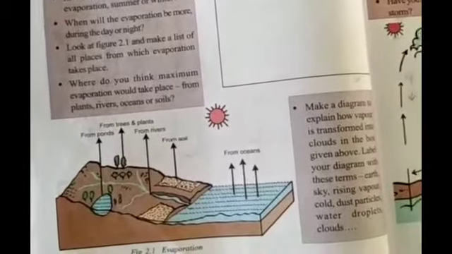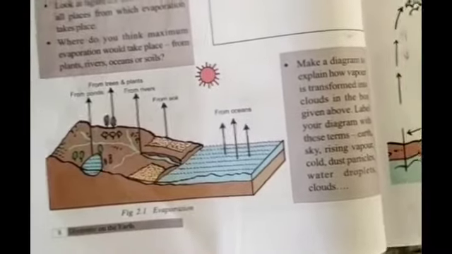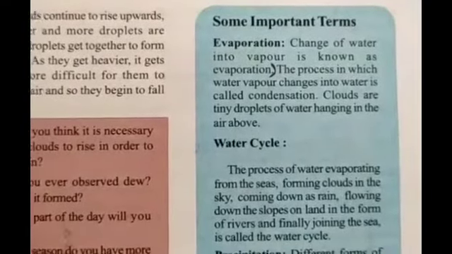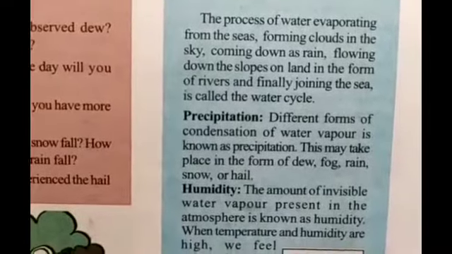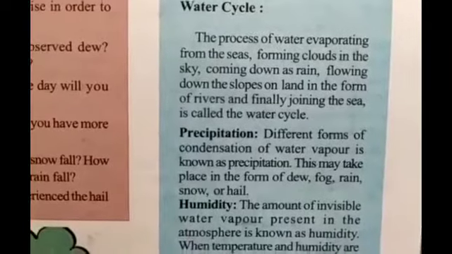Some important terms. Evaporation: the process of turning from liquid into vapor. Change of water into vapor is known as evaporation. Water cycle: the continuous movement of water above and below the surface of the earth. The process of water evaporating from the sea, forming clouds in the sky, coming down as rain, flowing down slopes and land in the form of rivers, and finally joining the sea is called the water cycle.